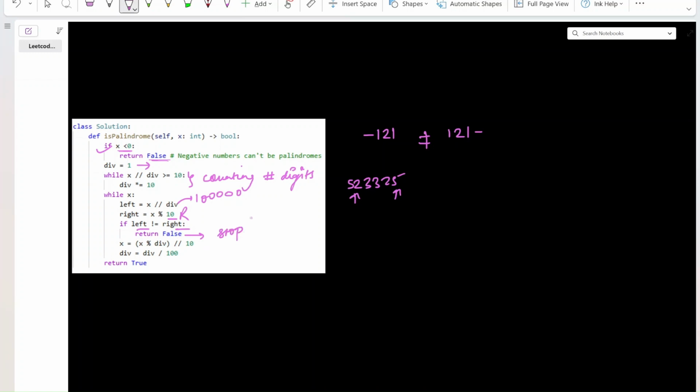But if they are equal, then we need to forget these left and right values. And to do that, we are first doing x percent div, which will give us all digits but not the leftmost one. And then divide by 10, which is going to eliminate this. So all we are left with is 2332.